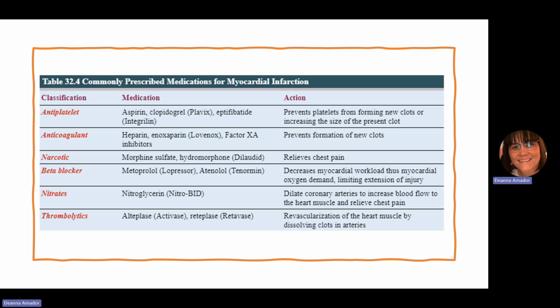And then thrombolytics, obviously, that's our clot buster. Those are our drugs that end in -place, reteplase, alteplase. These actually dissolve existing clots in the artery. We know that you have to really be careful and watch for bleeding when we use any thrombolytics. This would be the same thing as fibrinolytics or clot busters.